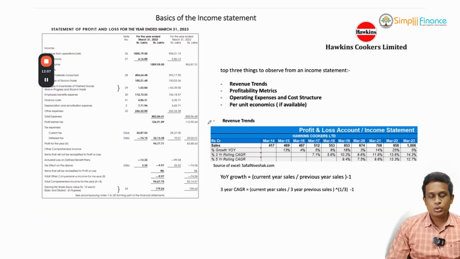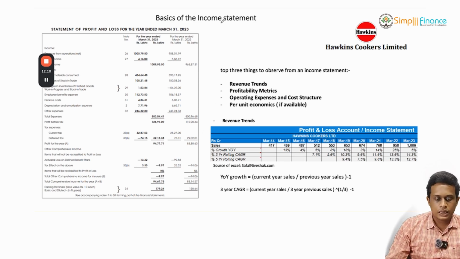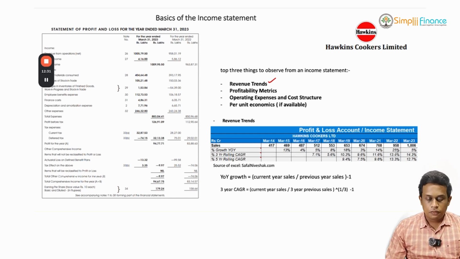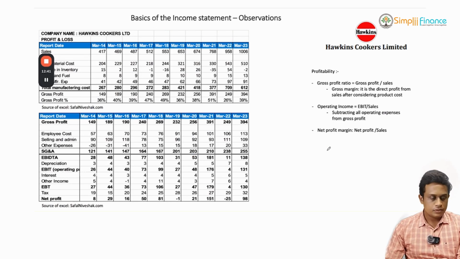Now how do you use this in real life? So we have taken the annual report of Hawkins Cookers and we want to understand, just by seeing their income statement, many different things. First thing is on the revenue trend. So the revenue trend is how the year-on-year growth of the revenue of this company is going to be looking like. And we are just taking numbers here and we see that the 5-year sales for March 23 ending was 12.7. Is it good, bad? This has to be compared against the industry average.